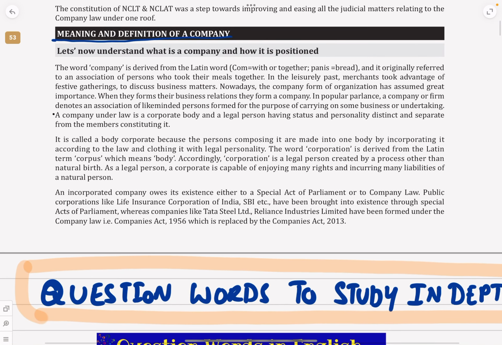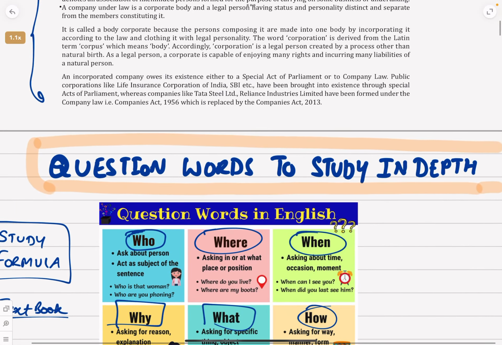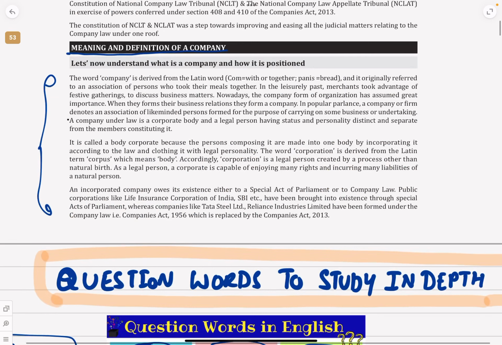Okay, what will we usually do? We just read the entire material and that's all. We don't do anything more than that. But when we adopt question words to study in depth, once we read it, we need to ask questions. For example, here it says the word company is derived from a Latin word and it originally referred to an association of persons who took meals together. Then they go on to say that the company form of organization has assumed great importance. When they form business relations, they form a company. In popular parlance, company or firm denotes an association of like-minded people for any business.